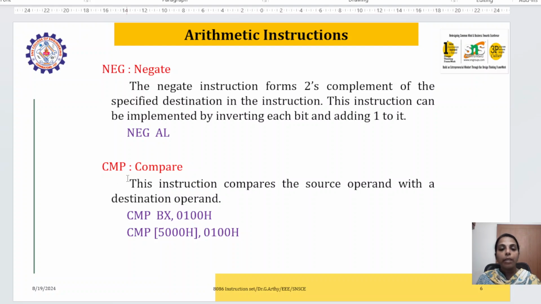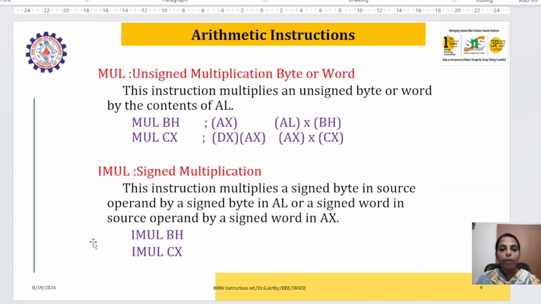Then CMP is used to compare two data, that is, the source and the destination will be compared with the help of the compare instruction. Then we have the other arithmetic instructions, multiplication. In multiplication, two types are there. One is MUL and another one is IMUL, that is, unsigned multiplication and signed multiplication. The syntaxes are also given.